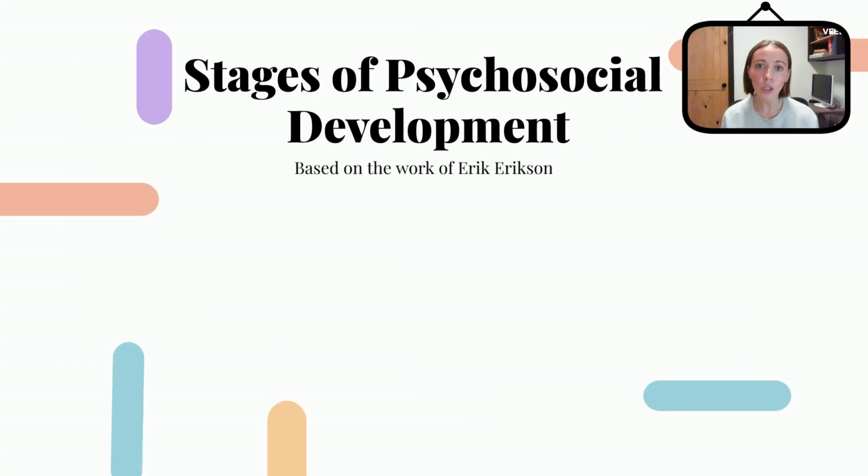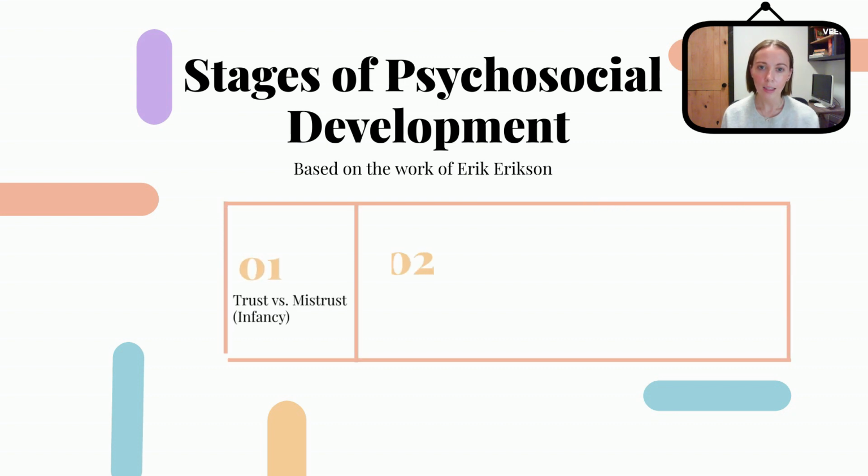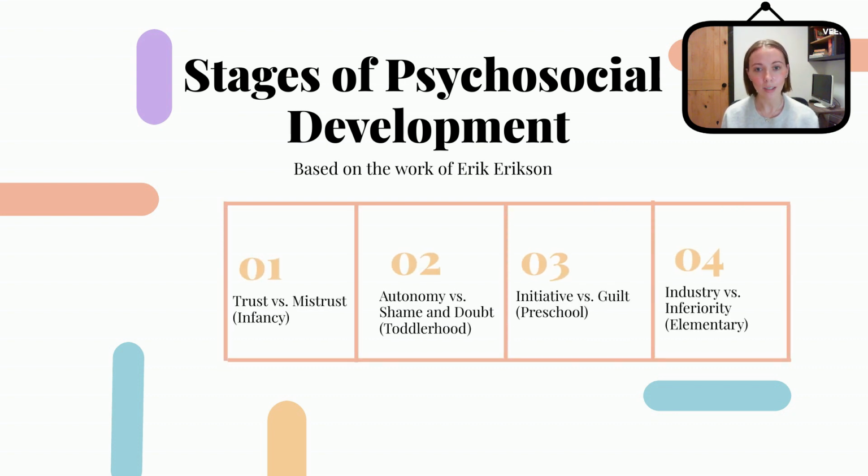The first stage is trust versus mistrust. This is the stage a child goes through in infancy. If an infant has a reliable and nurturing caregiver, they develop a sense of trust in the world and they believe that people are dependable. Unfortunately, if they don't have that, they may develop a belief that they can't trust adults, and that may lead to anxiety and apprehension. The second stage is autonomy versus shame and doubt.